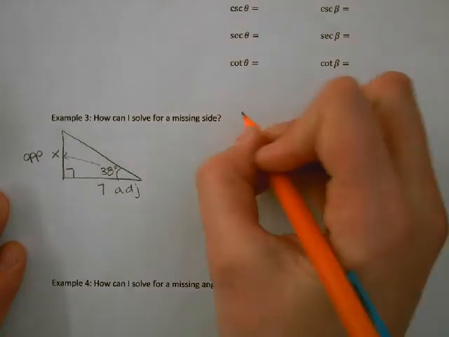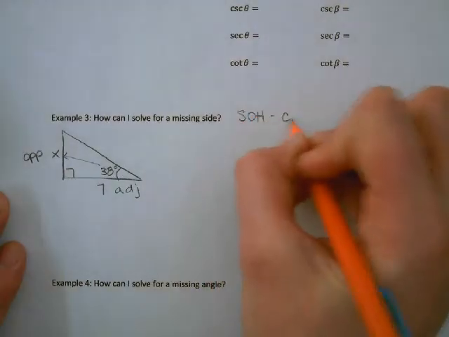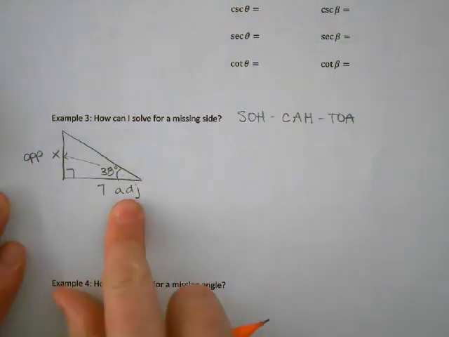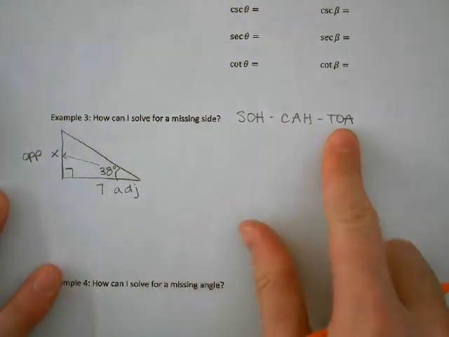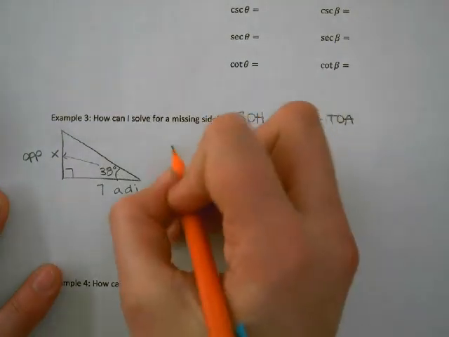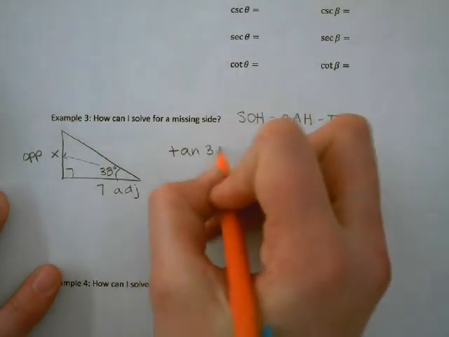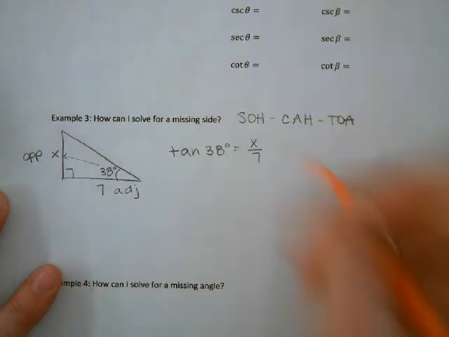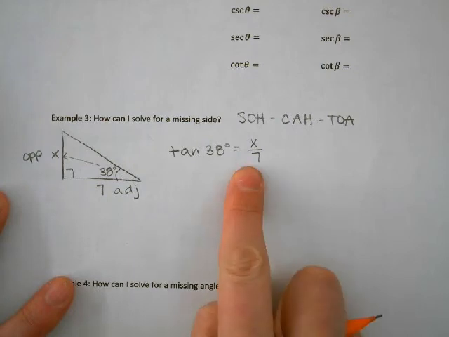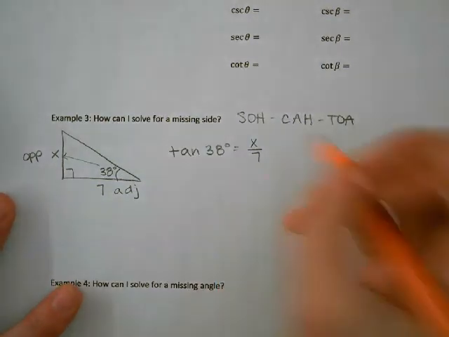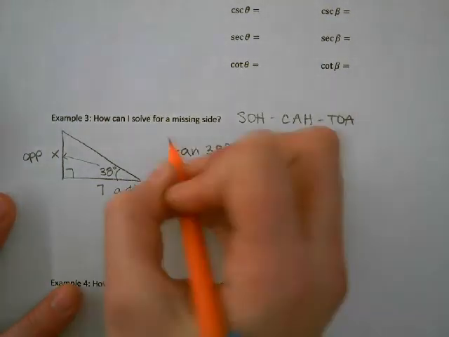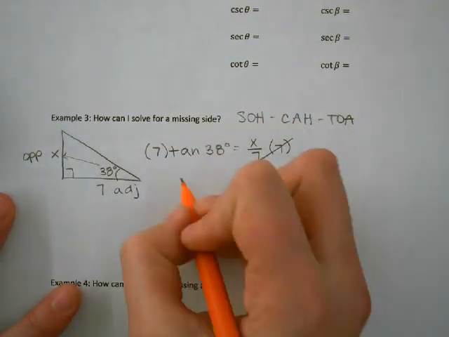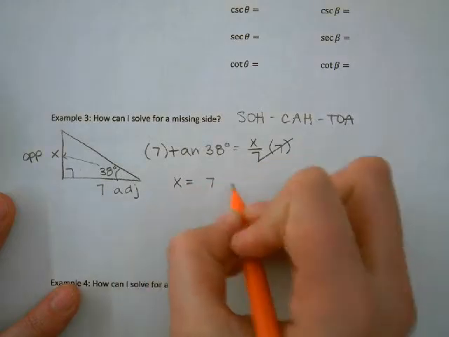So now if I'm thinking SOHCAHTOA, opposite and adjacent goes with this one, so that means we're doing tan. So tan of our angle equals opposite over adjacent. And now my goal is to solve for x, so I need to undo the divide by 7. So I'm going to multiply by 7 here and multiply by 7 there. And now my x is all alone, so here's my exact answer.